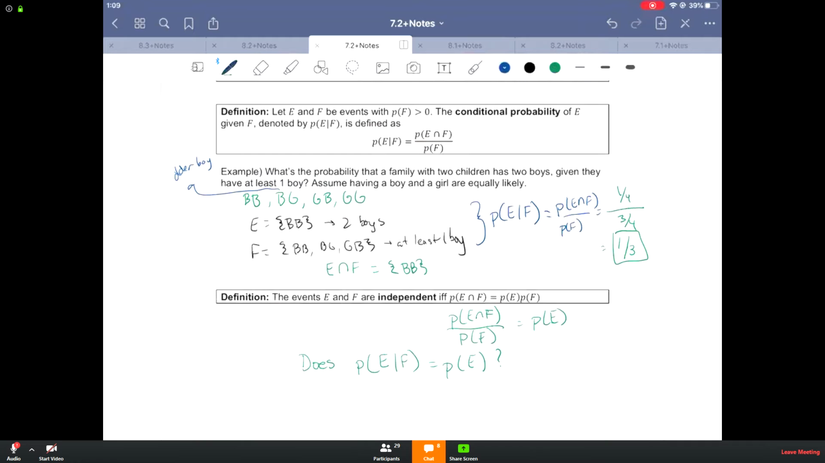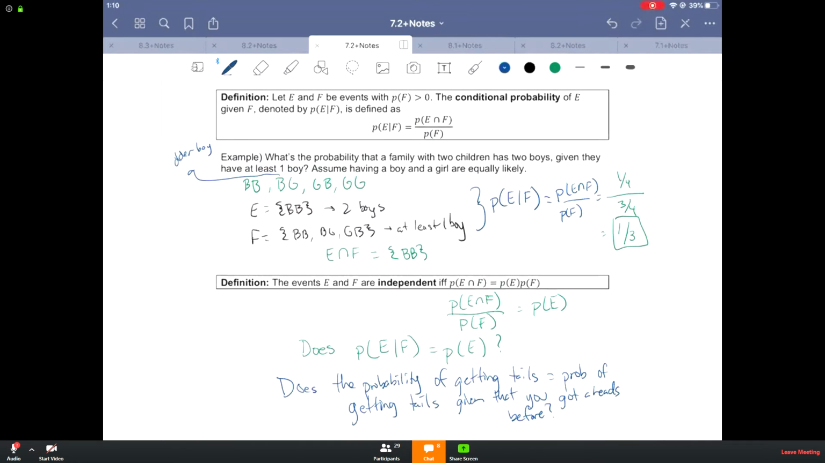So, in a regular context, like a nice one, does the probability of flipping a coin and getting tails equal the probability of getting tails given that you got a heads before? We know with coin flipping, they're independent. The flipping of getting heads or tails is not affected by what happened before. So that's a way to think about it also.